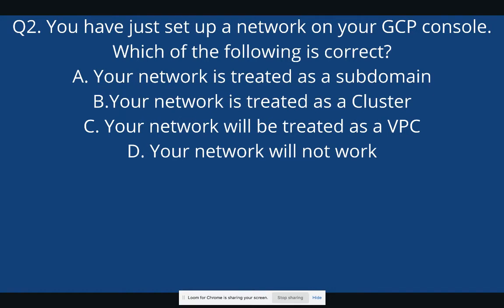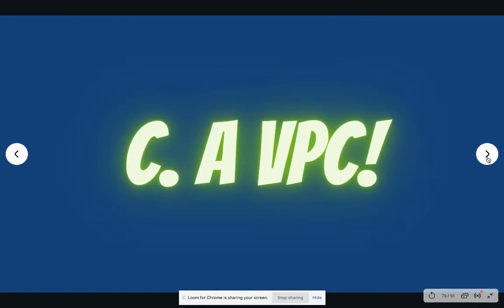So the only option is C, your network will be treated as a VPC. That one's correct, because VPC stands for Virtual Private Cloud, and a network which has all your cloud resources on it is treated as a virtual private cloud by Google, which means that nobody externally can access that unless you give permissions or you give an account which has permissions to access it. So we're going to go with C. Great. Let's go on to question 3.